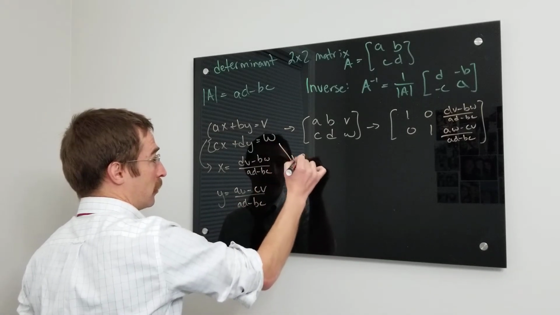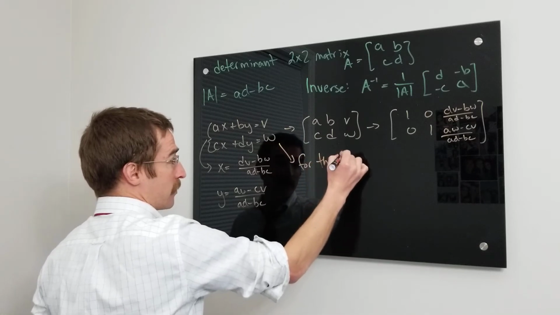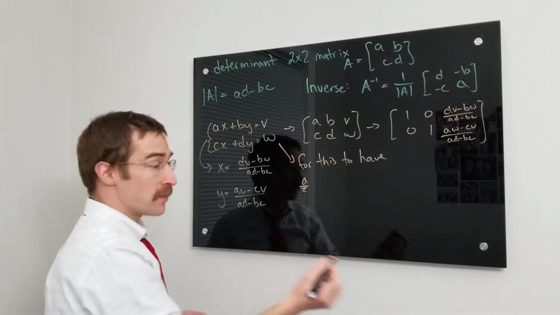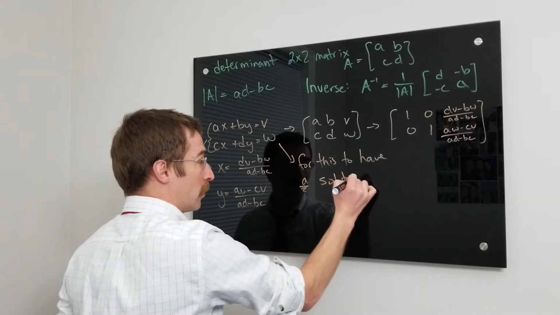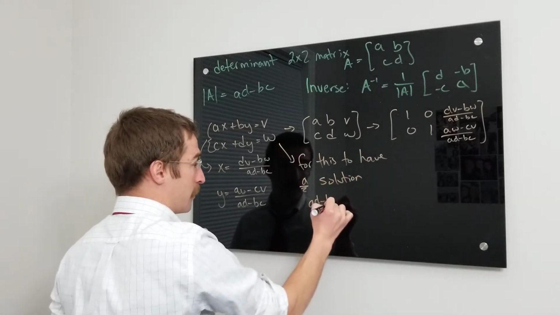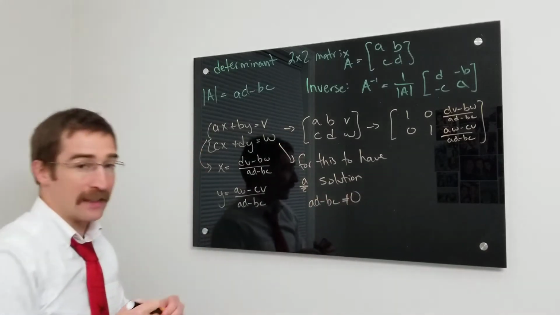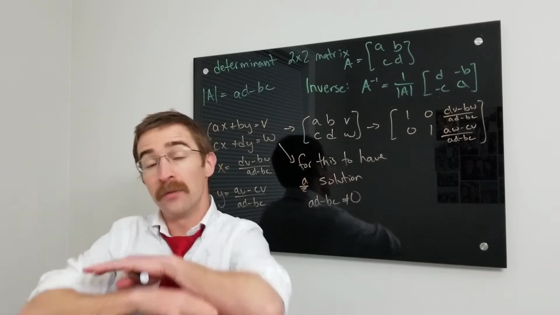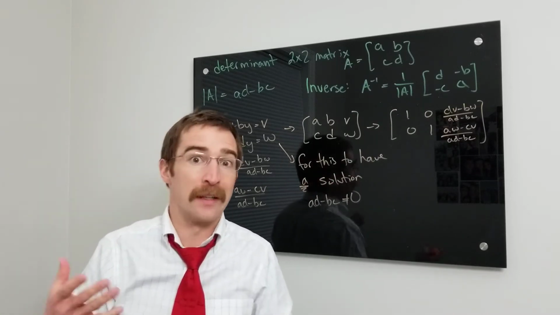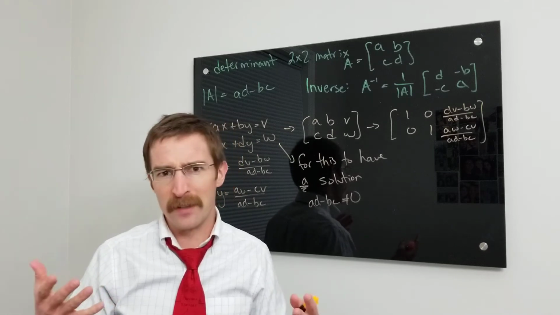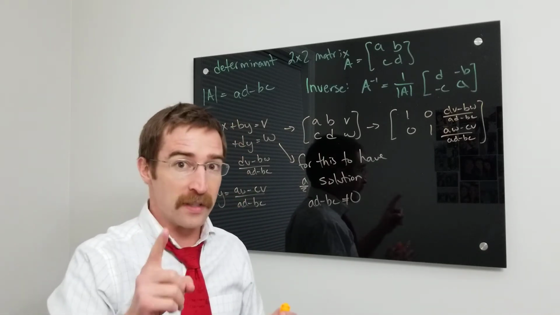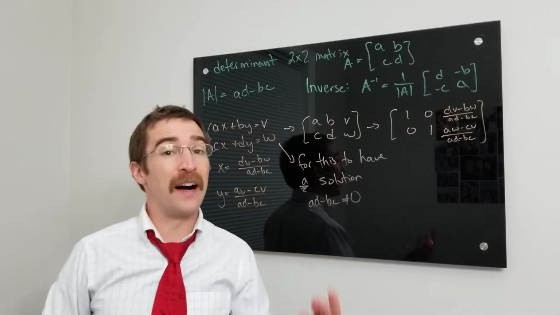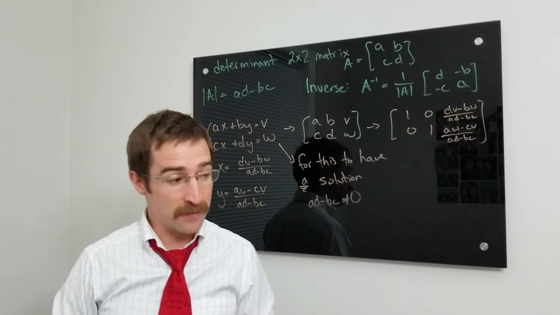So for this to have one solution, AD minus BC cannot equal 0. In other words, the determinant can't be 0. If the determinant is 0, there's no solution to the system of equations. Or I mean, it could be infinitely many solutions, but there's not one single solution. If it equals something other than 0, you will find a solution to that system of equations.